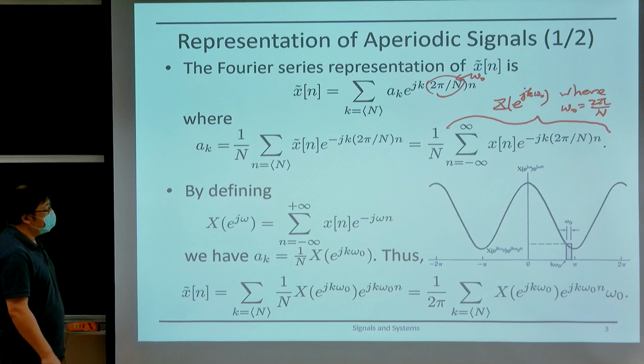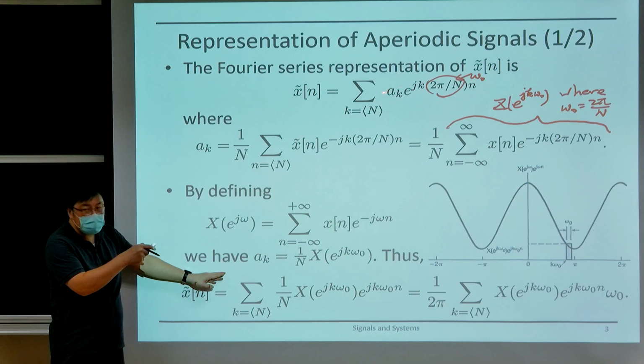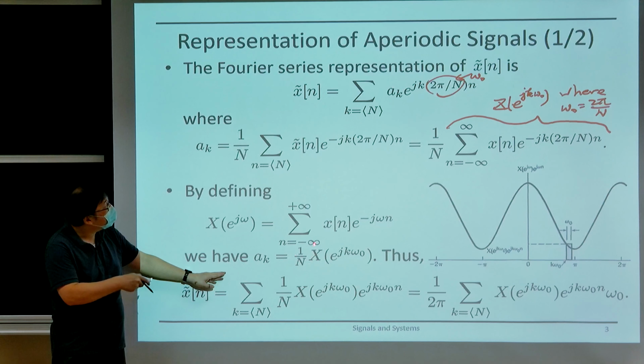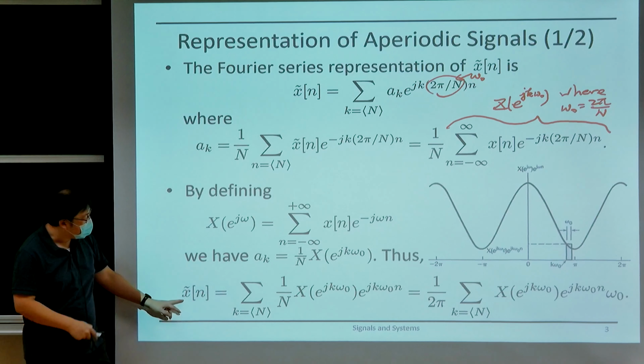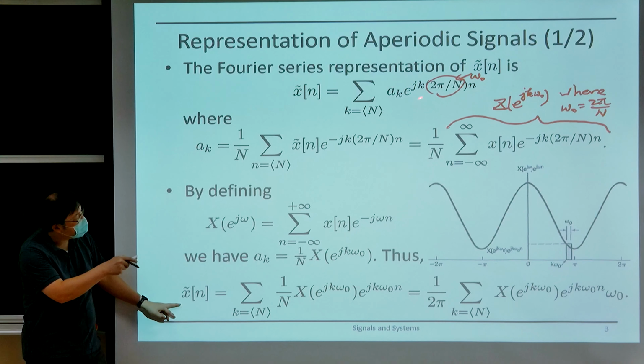So if you plug this inside here, okay, if you plug this inside here, x tilde of n can be written as the summation over one period, 1 over N times X of e to the j k omega naught times e to the j k omega naught n, right, which is this, okay?